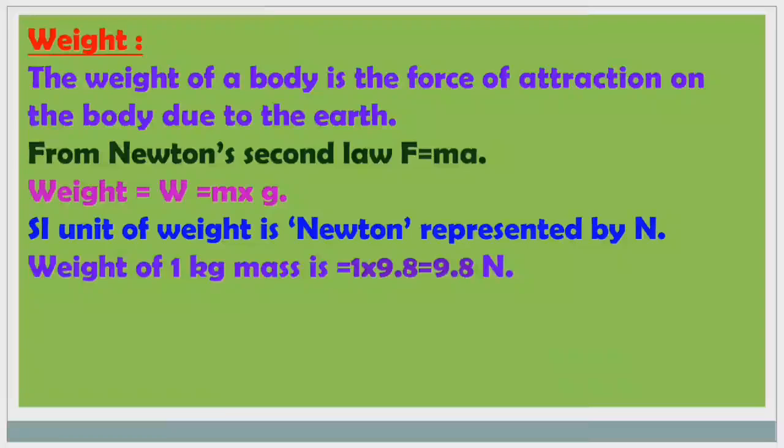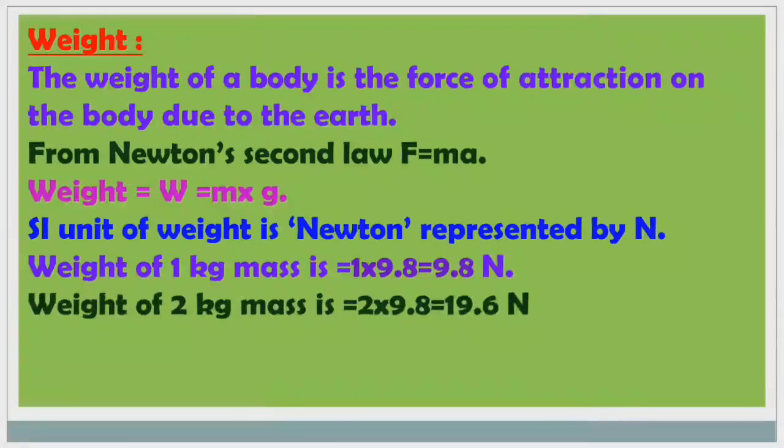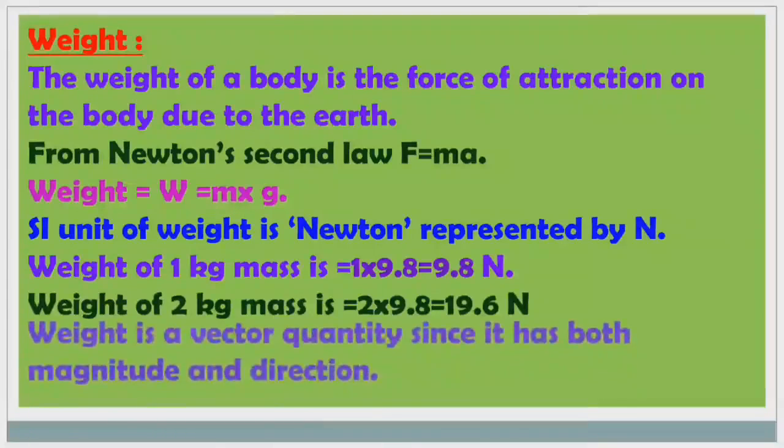Weight of 1 kilogram mass: here mass is 1 kilogram, so weight is 1 into 9.8, g value is 9.8, that equals 9.8 newtons. Weight of 2 kilogram mass: here mass is 2 kilograms, 2 into 9.8, that is 19.6 newtons.